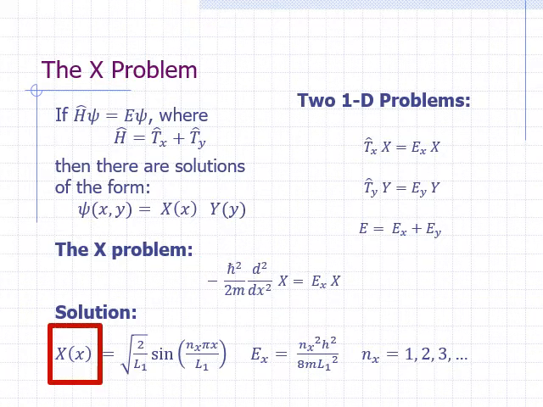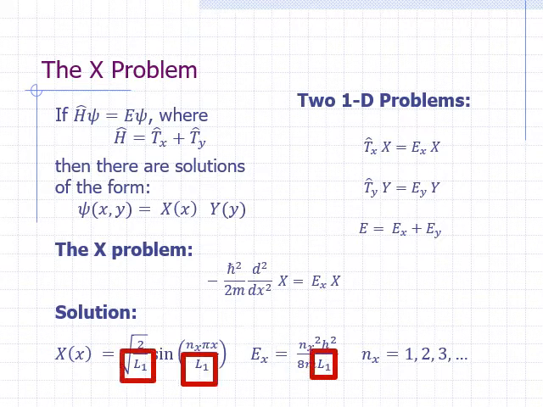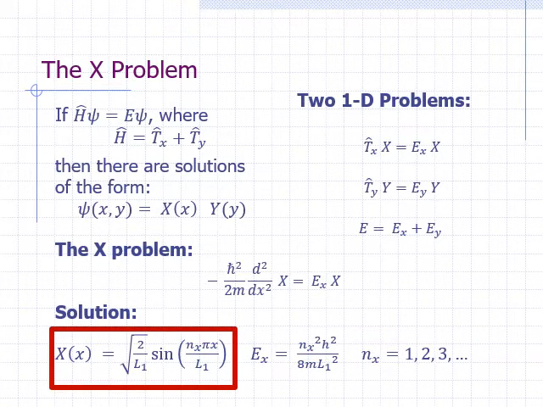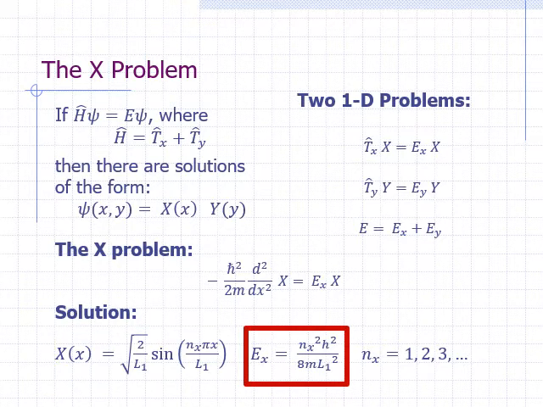What we call psi is now big X. What we called E is now E sub x. Instead of L for the length of the one-dimensional box, we now use L1, which is the length of the rectangular box along the x-axis. And the quantum number n for the one-dimensional solution, we now call n sub x. So we have big X equal to square root of 2 over L1 times the sine of n sub x pi x over L1, and E sub x is n sub x squared times h squared over 8m L1 squared.